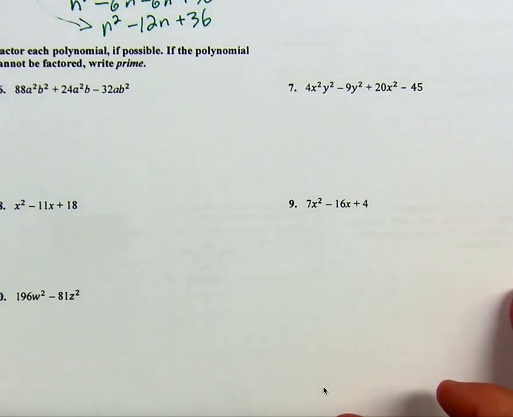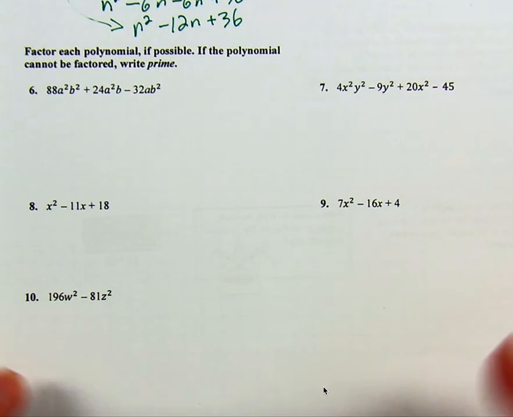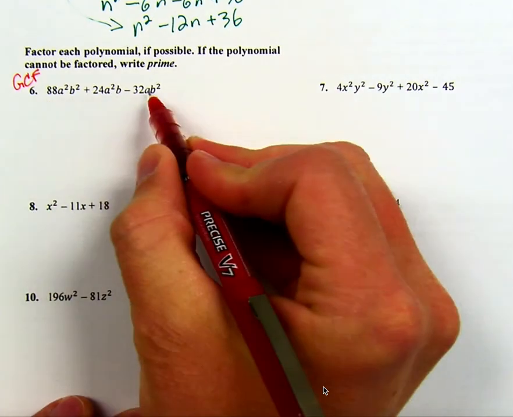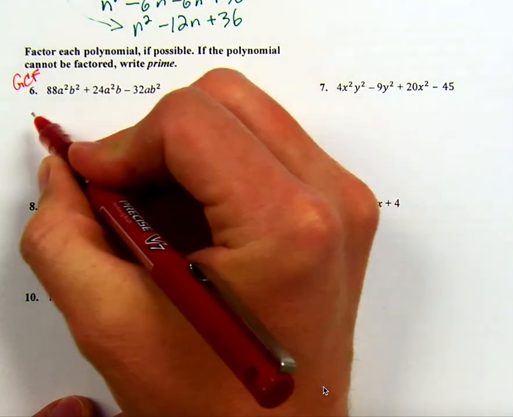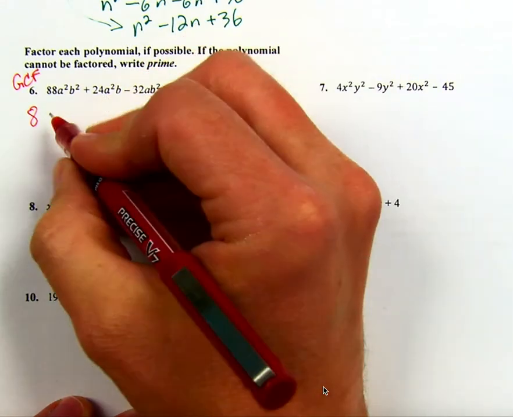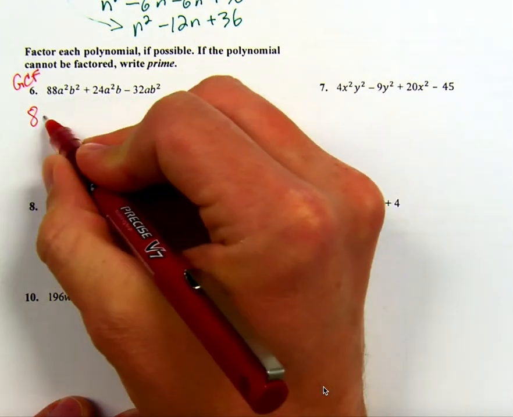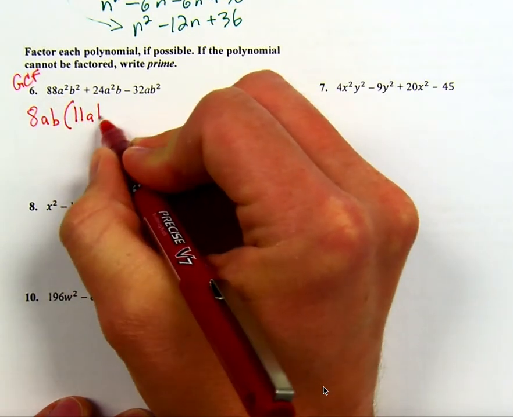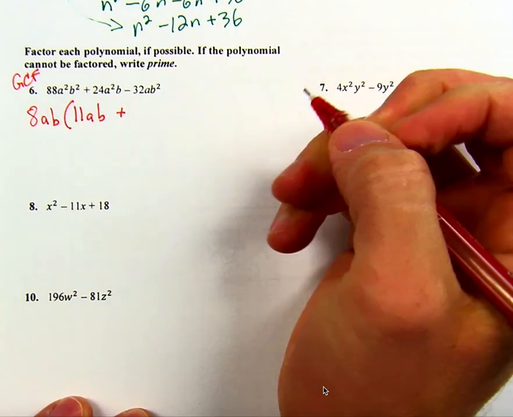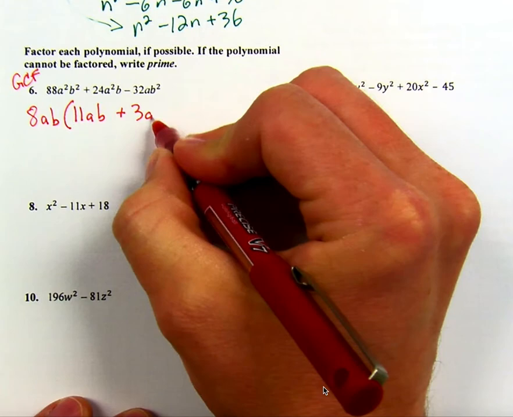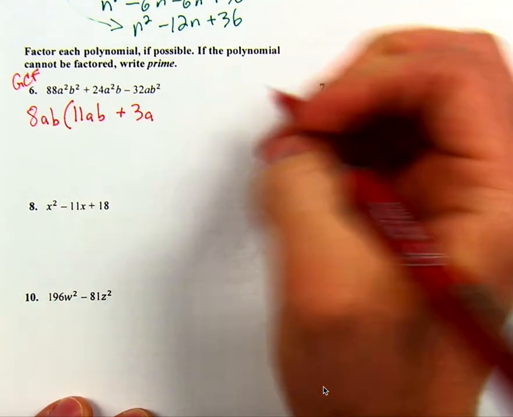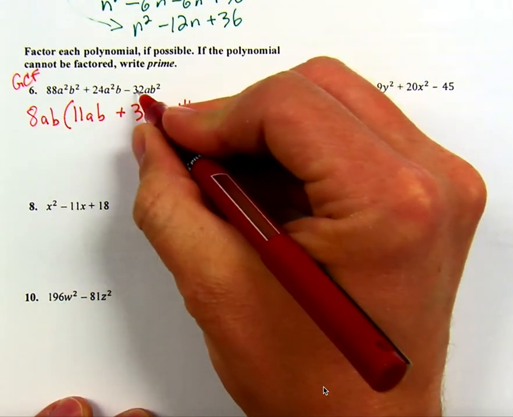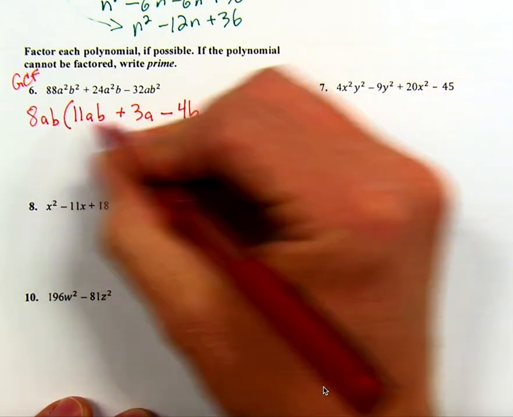So on number 6, we're going to do GCF factoring. What do they have in common? I'm seeing an 8. Maybe there's more, but we'll just start with that. They also all have an A, and they also have a B. So this is going to be 11AB, because this times this makes that. This is going to be 3A, because this times this makes that. This is going to be 4B, because 8 times 4, 32, A, B, B, B squared.